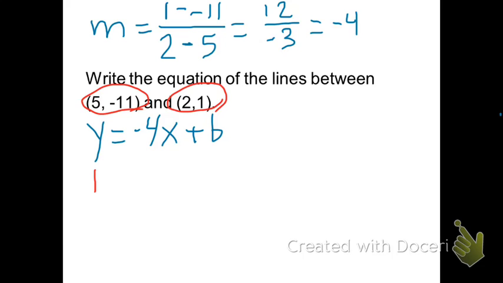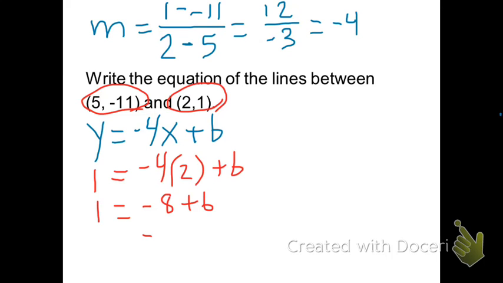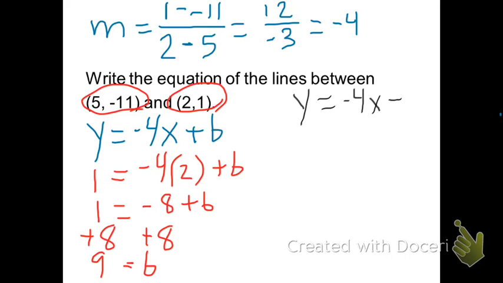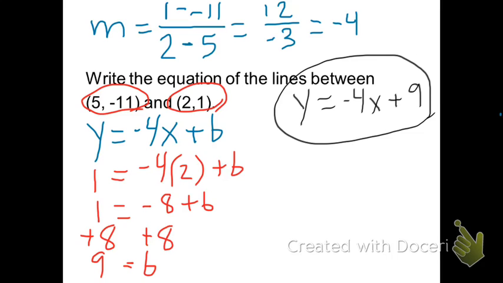So I'm going to plug in 1 for y, and then 2 for x, and b stays as b because we're solving for it. So when we solve for b, we have negative 4 times 2, which is negative 8. To get b alone, we're going to add 8 to both sides, and we get b is equal to 9. So our final answer is y equals negative 4x plus 9.